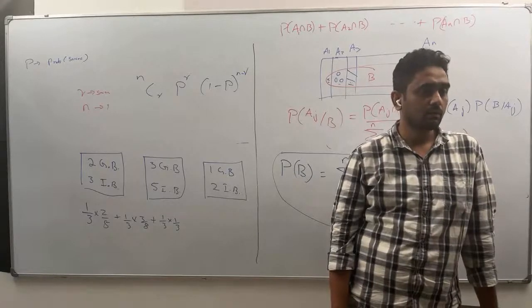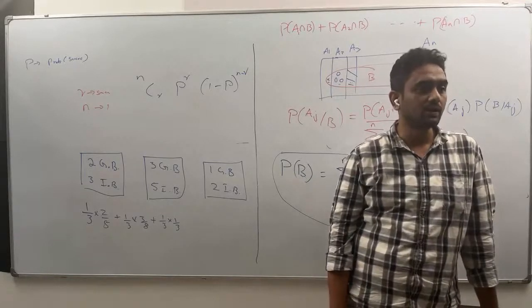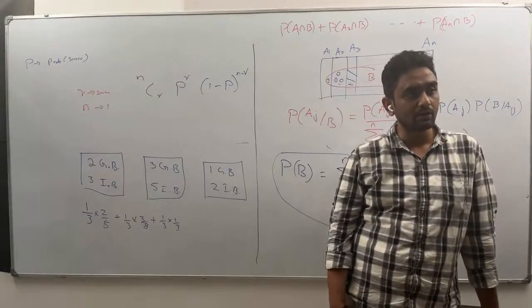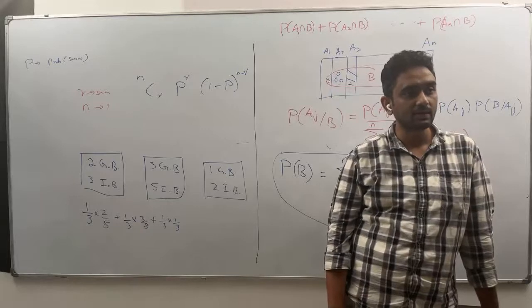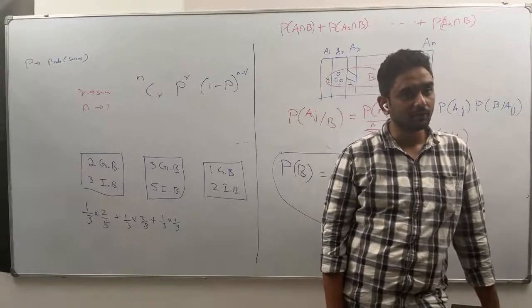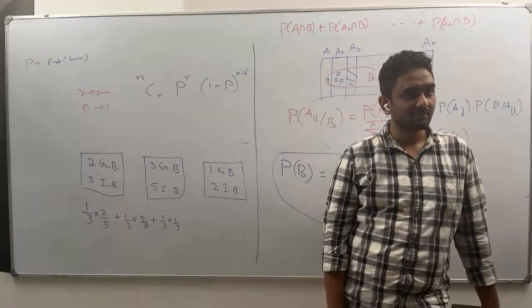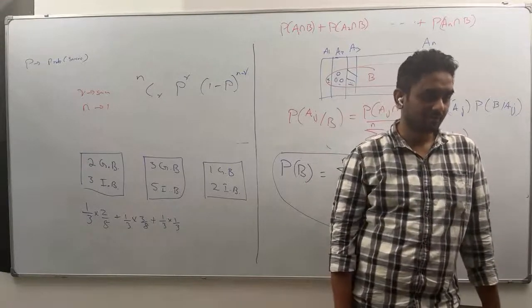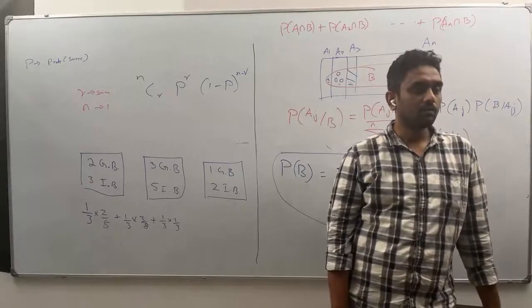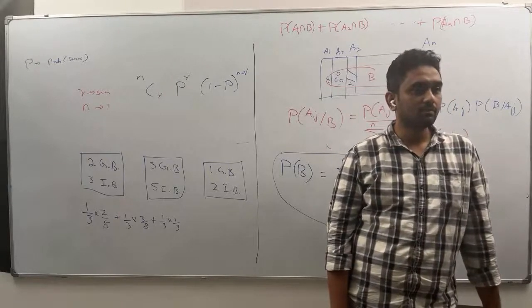One by eight. But that won't be the only case, right? You can get head, tail, tail, or tail, head, tail. So three times you'll get one by eight. So it will be 3 by 8, right? Probability of getting one head: 1 by 8, 1 by 8, 1 by 8. Then 3 by 8, because HTT.